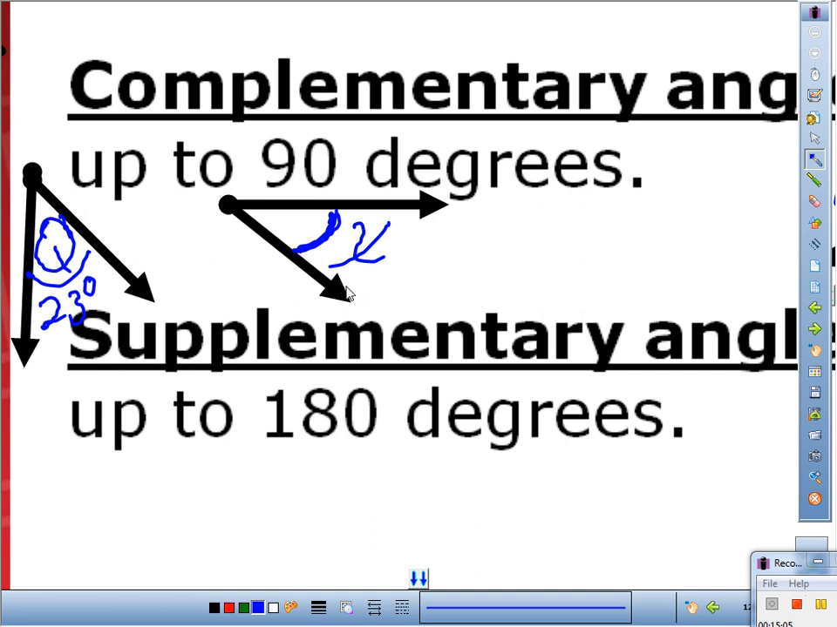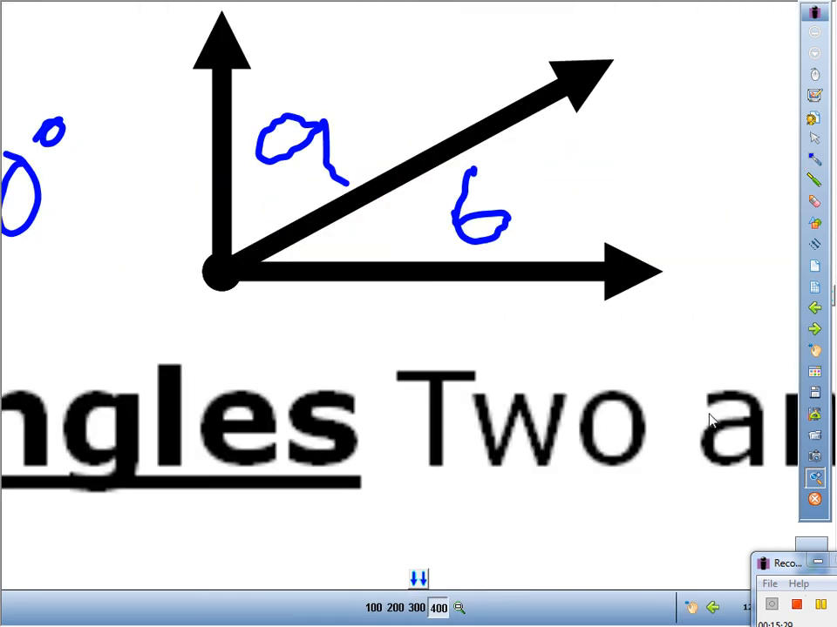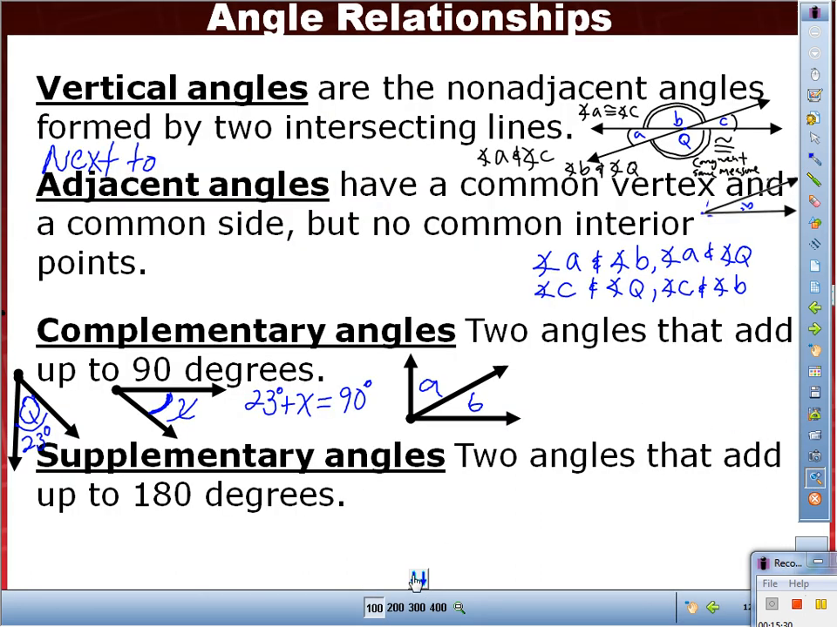Okay. Hopefully you said, oh, Mr. Q, since I'm in algebra, I can write it like 23 degrees plus x is equal to 90 degrees, and then I can solve for x. Hands up if you agree with that. Yes. Okay? So, with that same idea, I'm going to talk about supplementary angles.